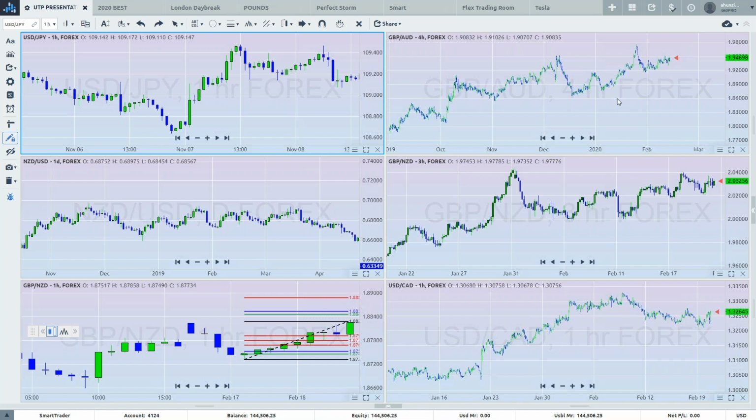Now, one of the cool advantages of Smart Trader is it not only analyzes every single currency pair, every time frame. You can get stock feeds for it, so you can trade stocks and options for it, and then analyze over 30 cryptocurrencies as well, which is pretty cool.